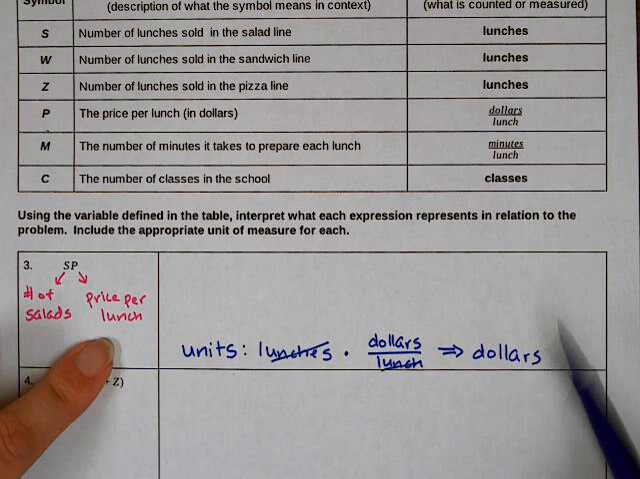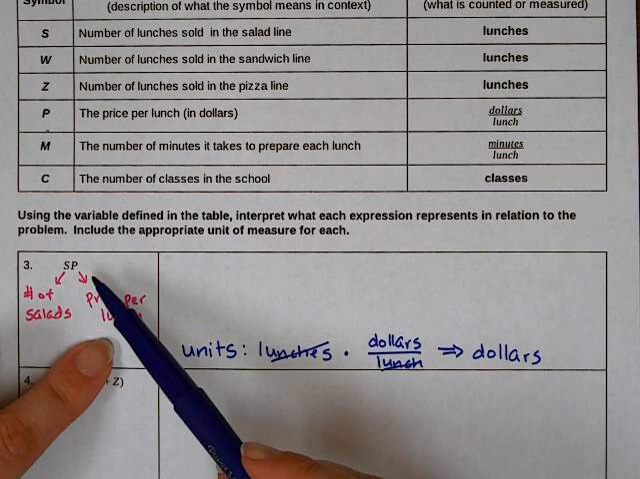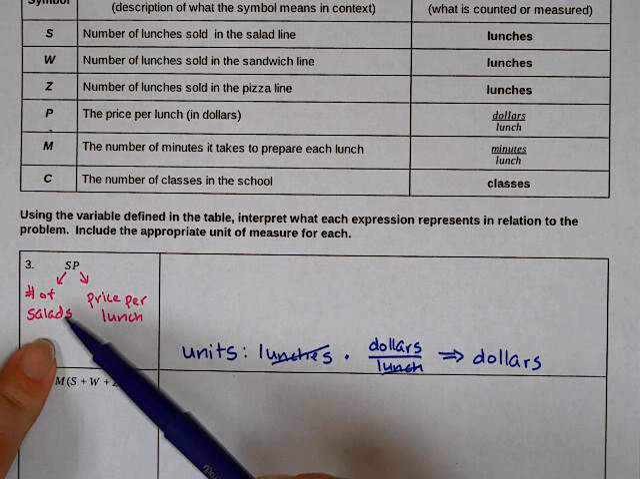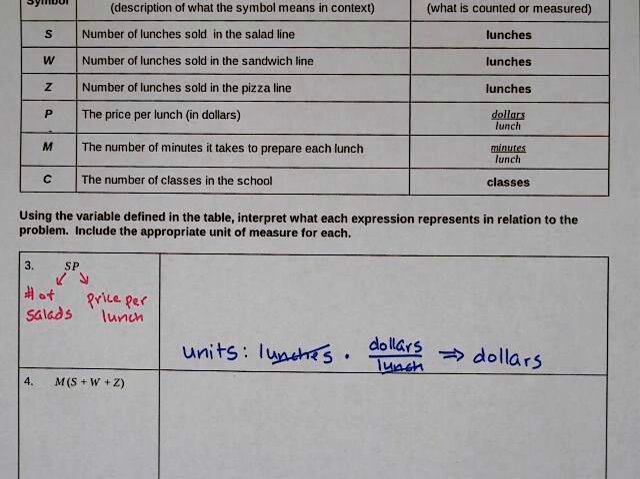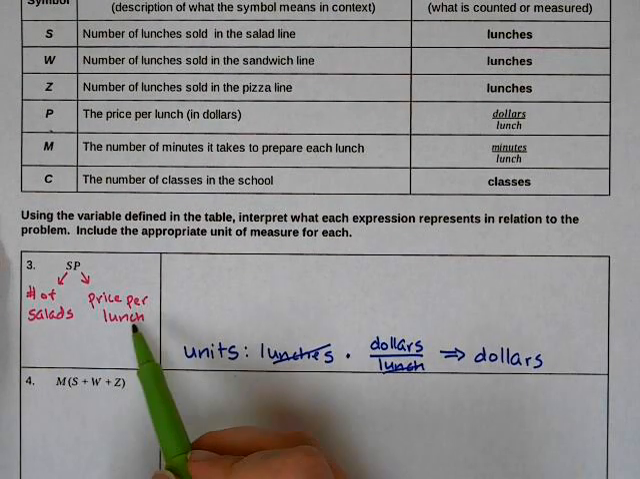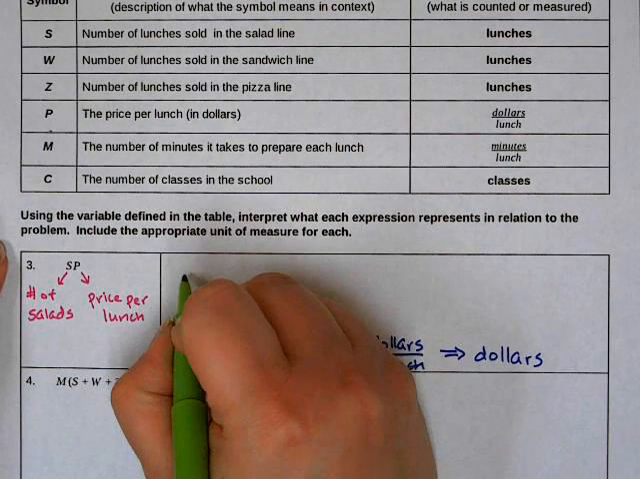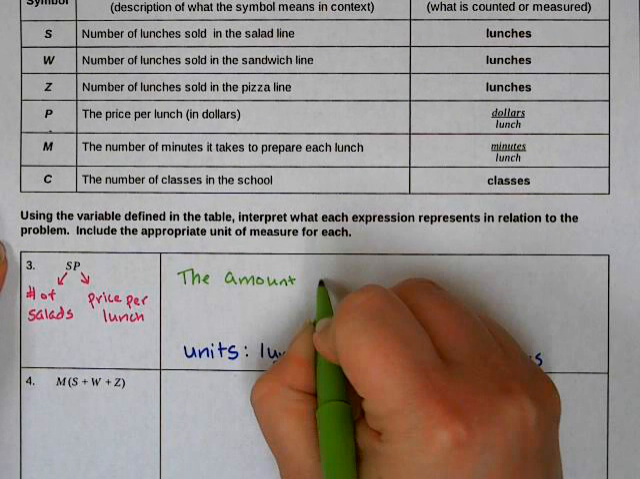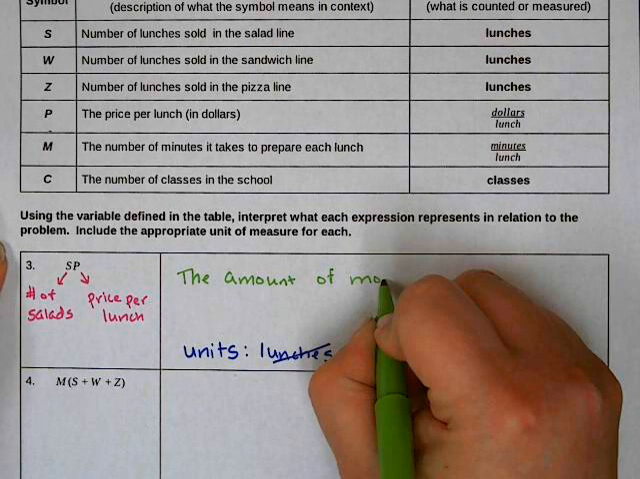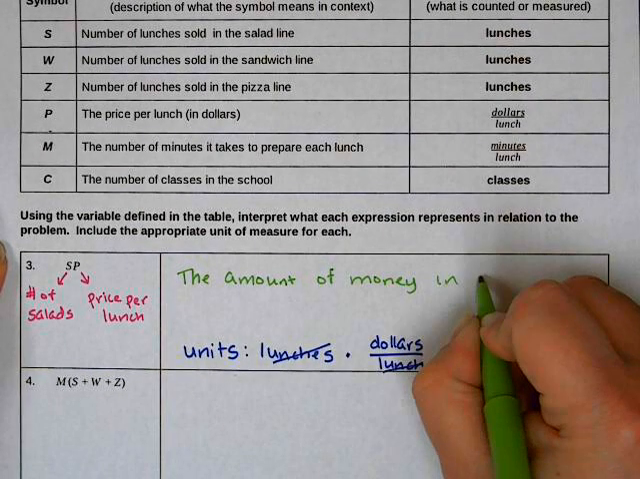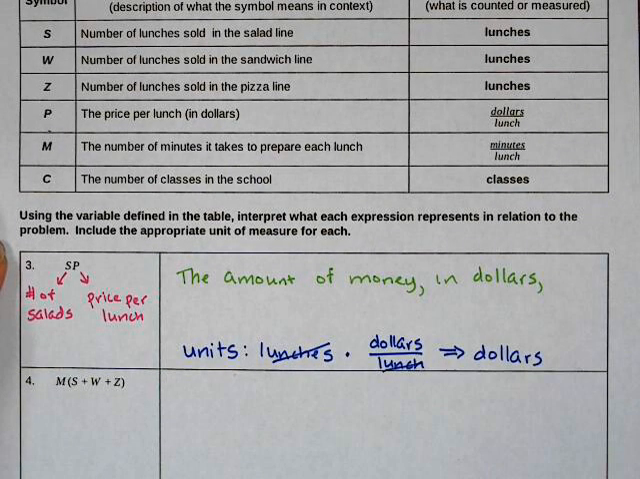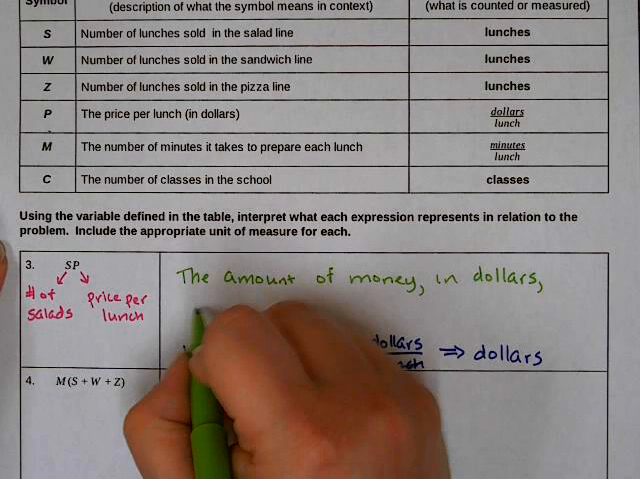So when we look at this, we know that this quantity here is going to be measured in dollars. And what are we really measuring? We're measuring something to do with the salads. So we know that if we take the number of salads and multiply by the price, that's going to give us the amount of money in dollars, because those were our units. So we're talking about the amount of money in dollars earned from selling salads.